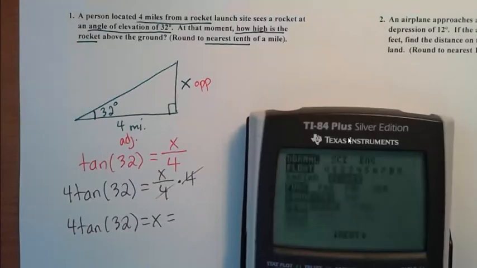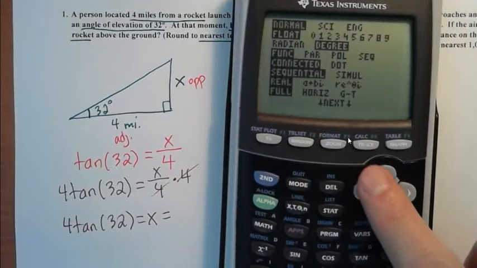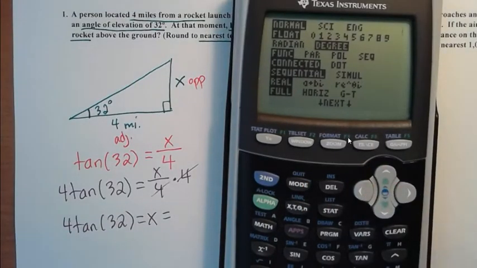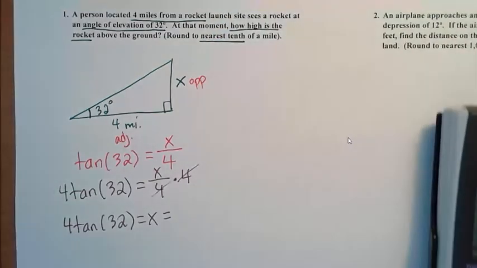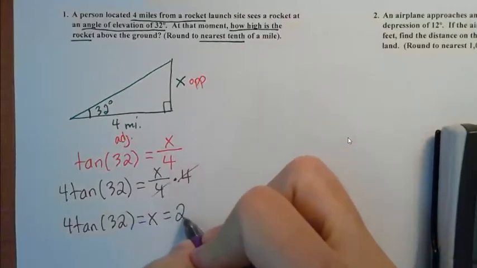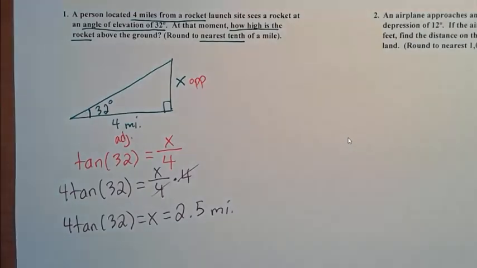And remember, you want to be in degree mode by clicking on the mode button and making sure your third option is in degrees. So make sure you do that before trying any of these problems on your own. So 4 tangent of 32 would be 2.499. Rounded to the nearest tenth, that would mean that we have an answer of 2.5. And this is in miles. And that completes word problem number 1. And we can continue on with our practice into problem number 2 now.